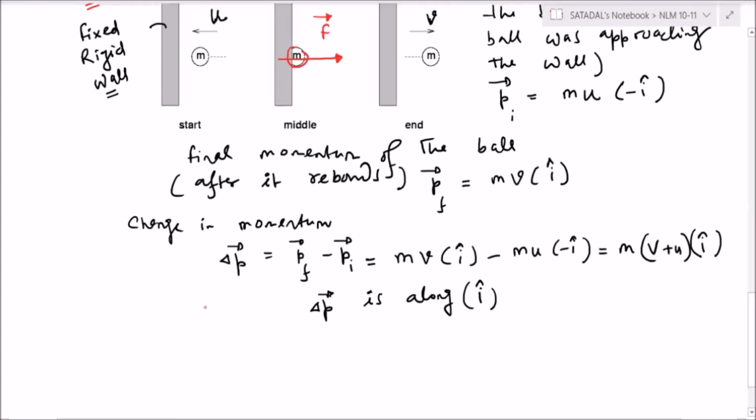Okay, I hope this is clear for everyone, right? So note down one point over here. If u is equal to v, that means if the speed of approach is equal to the speed with which it rebounds, then in that case, what is delta p you are going to get? You are simply going to get 2mv.